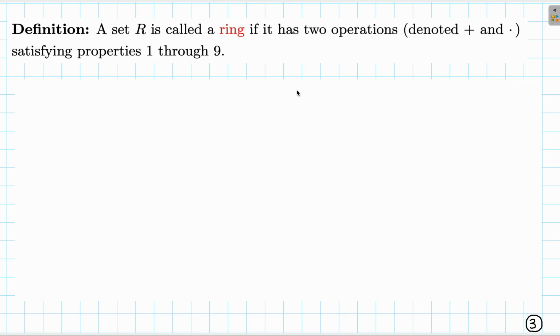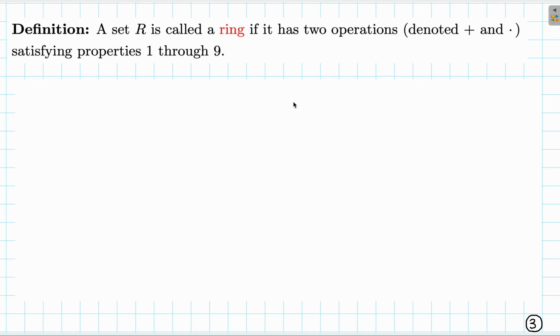Now that list of ring properties is fairly long, so what I would encourage you is not to try to memorize properties 1 through 9, but think about examples, in particular the ring of integers. That is a classic example of a ring, and so what I would recommend is to think about the properties of addition and multiplication that are satisfied by the set of integers Z.